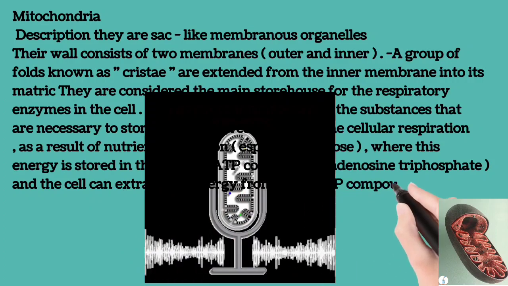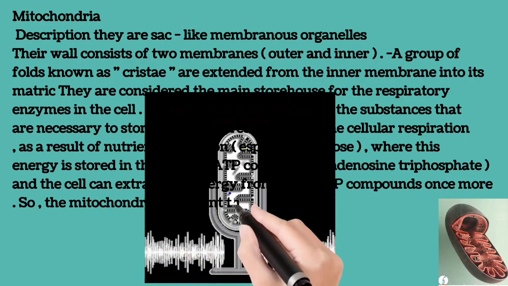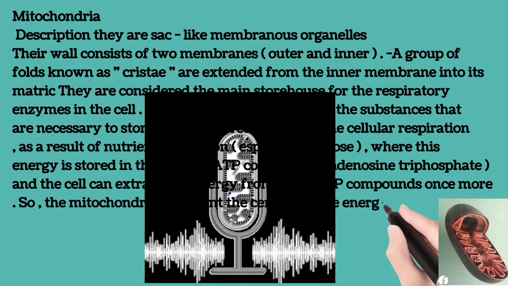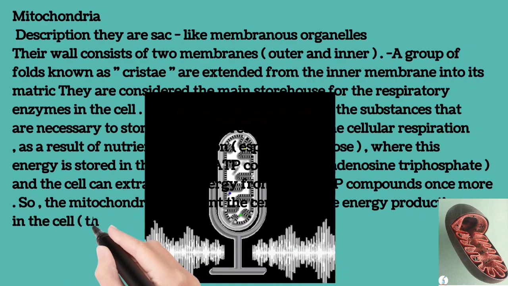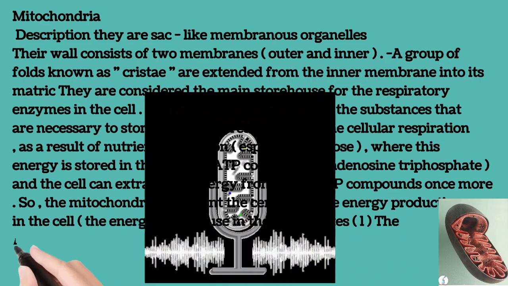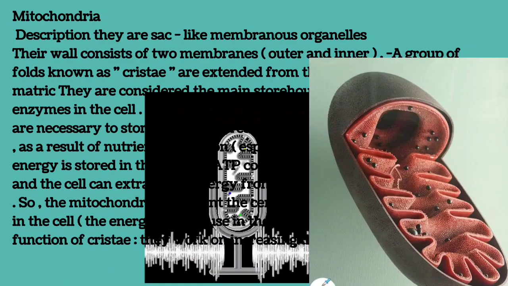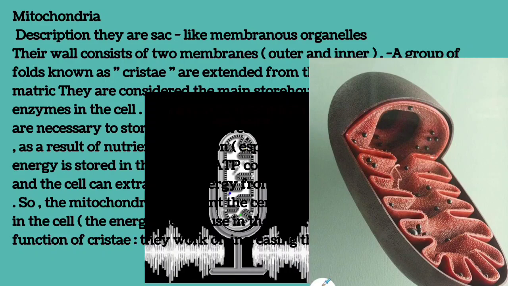Notes: 1. The function of cristae: they work on increasing the inner membrane surface area on which the chemical reactions that produce energy take place, needed by the muscles. 2. The number of mitochondria increases in muscular cells to increase the production of energy.